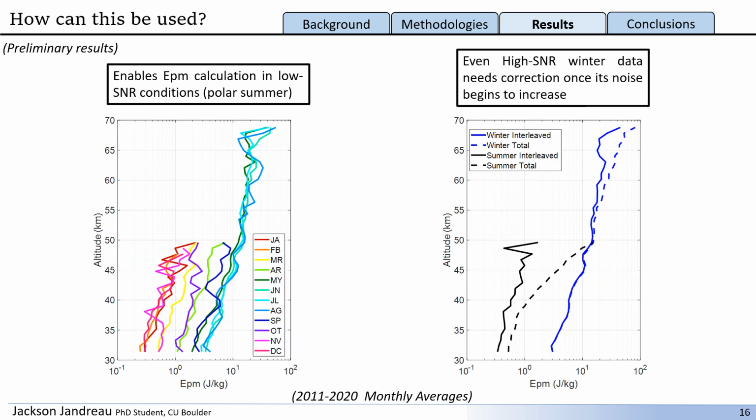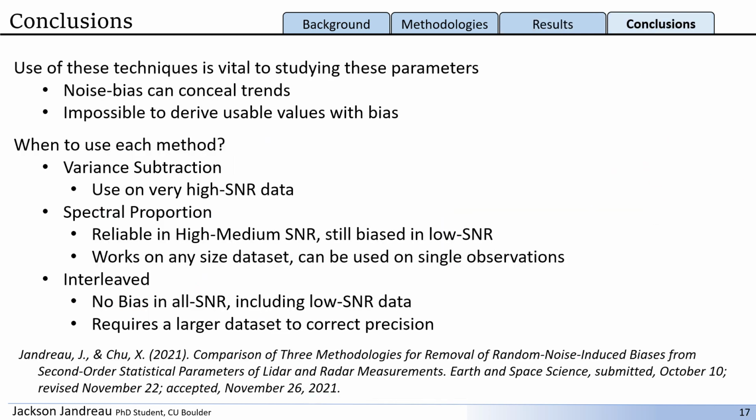Not only do these methods let us look at the data in altitudes where the signal-to-noise ratio is previously too low, but we can now generate reliable profiles for low signal-to-noise ratio summer months. The plot on the right shows the extent to which these correction methods change the results and even show that the winter EPM with its high signal-to-noise ratio benefit from these corrections significantly. These techniques are critical to studying variances and fluxes in the atmosphere.